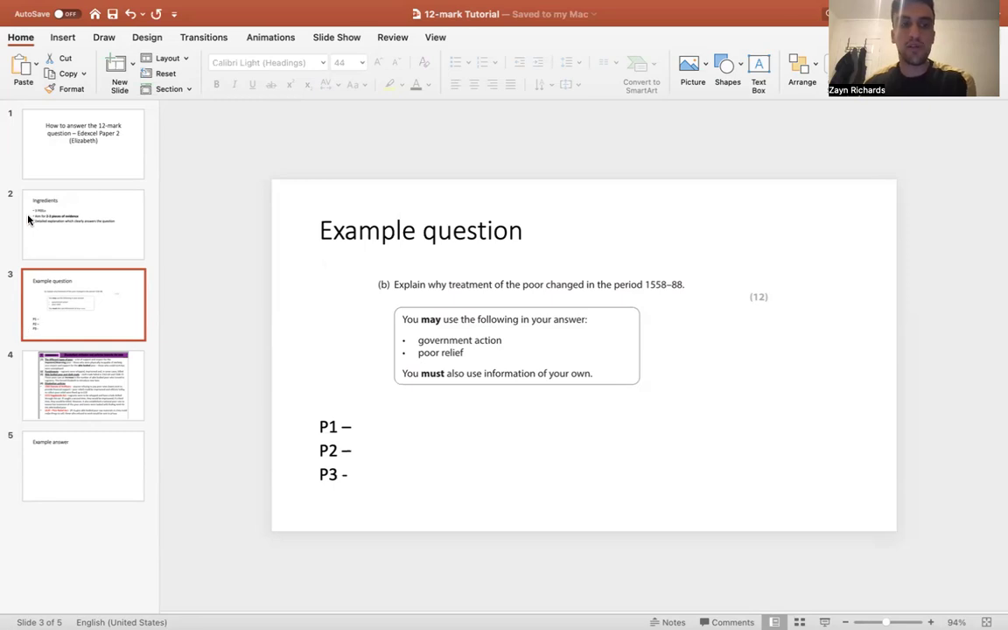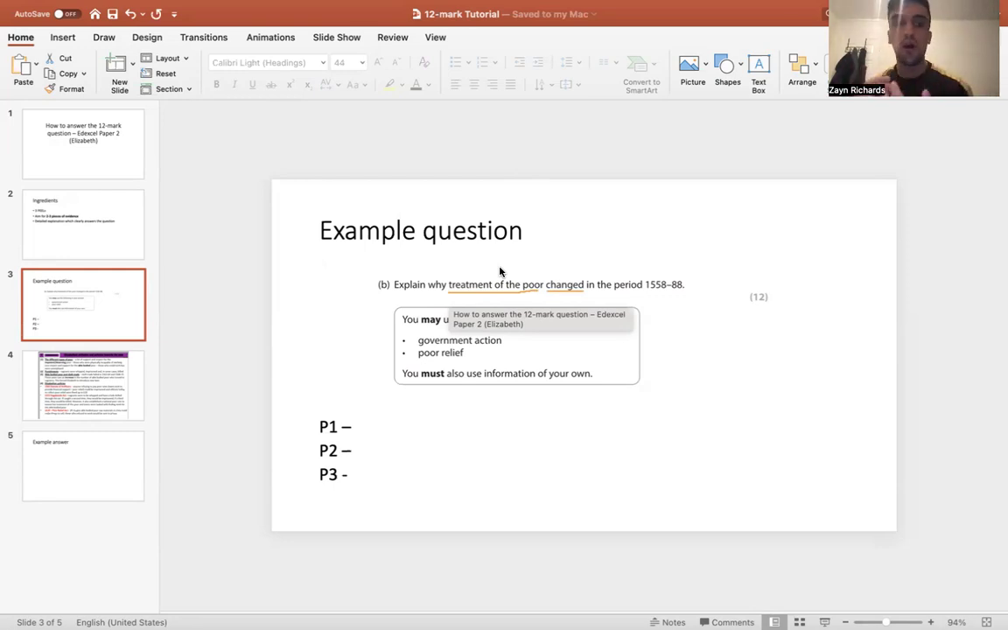So the first thing I would do when I see my question, before I even look at the stimulus points, is start to underline what the examiner is asking me to focus on. So we're looking at treatment of the poor, and the key thing is, how does it change? When we're explaining, we need to be thinking about how this treatment is different from how the poor were treated beforehand.